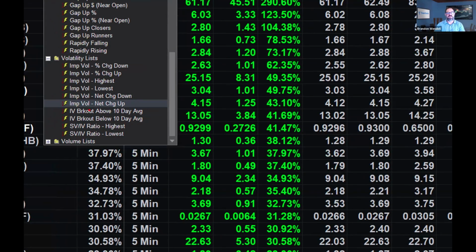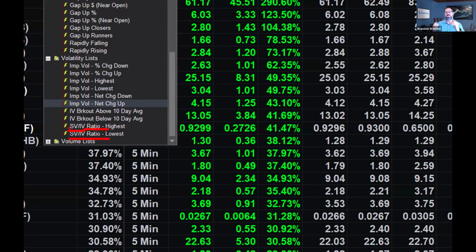But we have implied volatility. We've got SV/IV ratio, highest, lowest. If we want very high implied volatility, this is the other way around. SV, just so you know, is statistical volatility. Statistical volatility is the same as historic volatility.